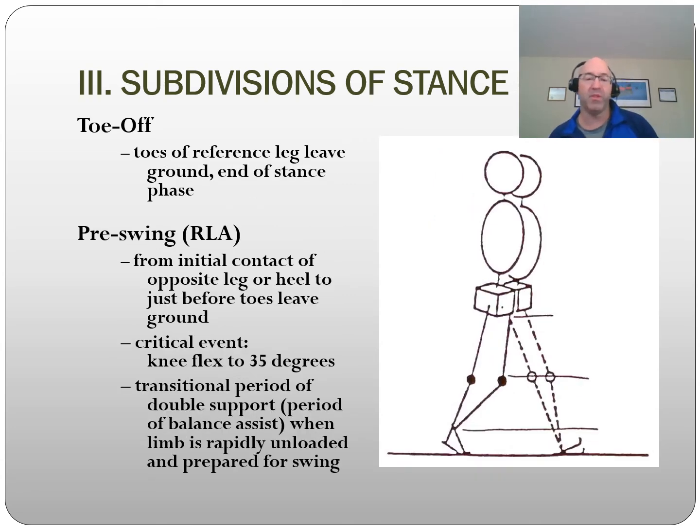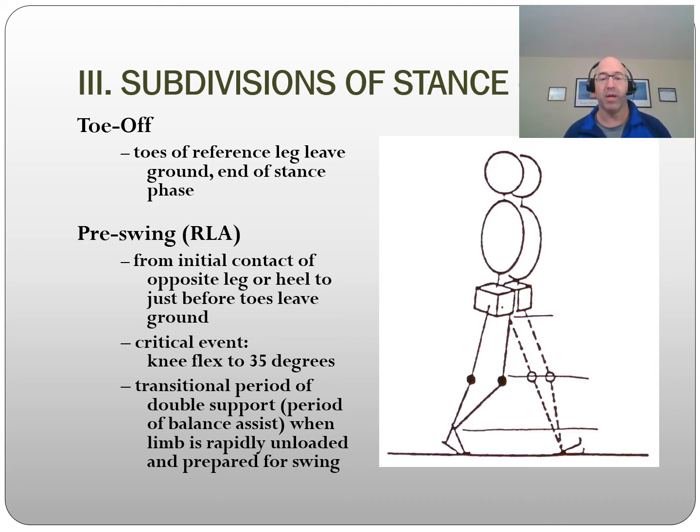And then finally with stance, we get to toe off. Now at this point, the ball of the foot, we're continuing to go forward. The toes are the last thing touching the ground before we bend that knee and lift that leg into the air. So on that solid line diagram here, the toes of the reference leg are leaving the ground, which consolidates the end of the stance phase. Ranchos calls this pre-swing because you're basically preparing that limb for lifting it up off the ground.